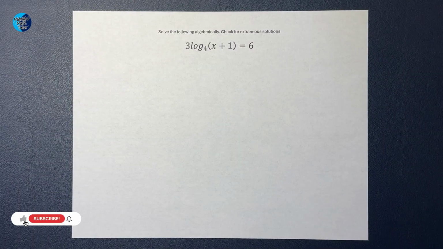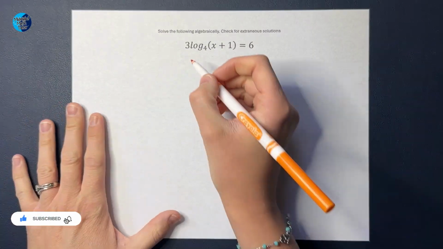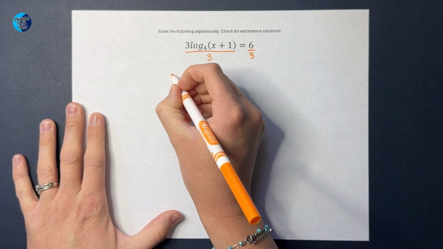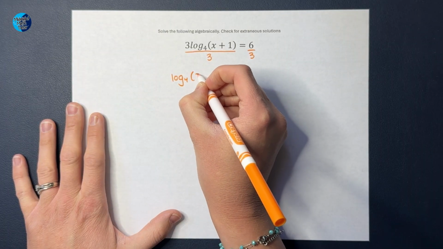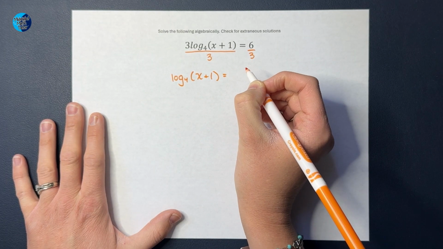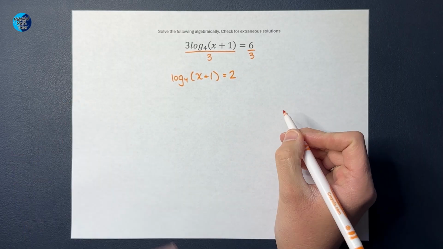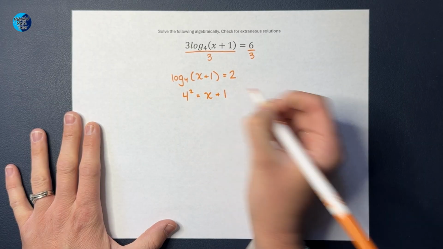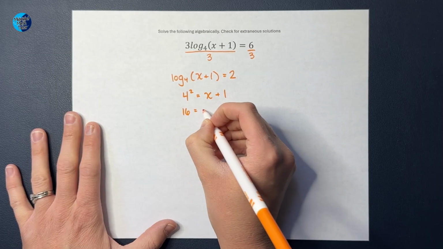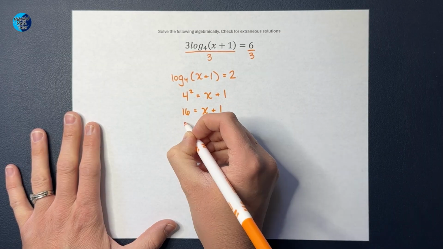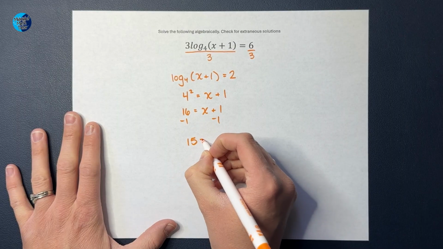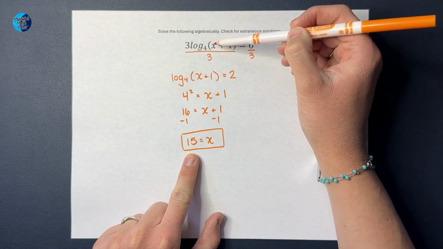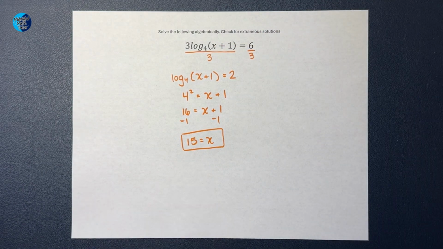All right, in this example, we've got a 3 out in front of our log. So I'm just going to divide that off. And we will end up with log base 4 of x plus 1 equals 6 divided by 3 is 2. Now we're going to go ahead and convert to exponential form. So I'll have 4 squared equals x plus 1. 4 squared is 16 equals x plus 1. Subtract from both sides, and I get 15 equals x. There is my answer. Let's make sure it's not extraneous. 15 plus 1 is 16, which is positive, so we're good.